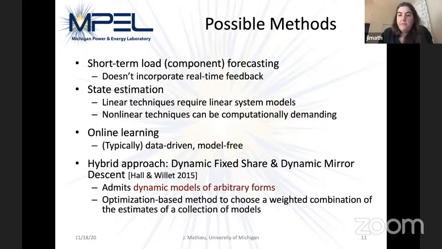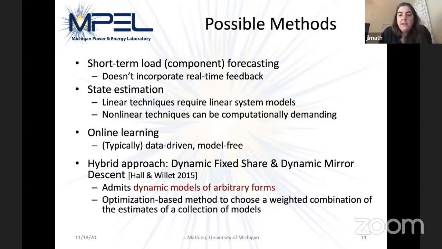So there's a variety of different methods to do this. You could use a short-term load forecasting technique, but that doesn't incorporate real-time feedback. A control engineer would want to use a state estimation technique. So that's what we actually started with. But the techniques that leverage nonlinear system models can be very computationally intensive, and most of the models that we want to be using are nonlinear.